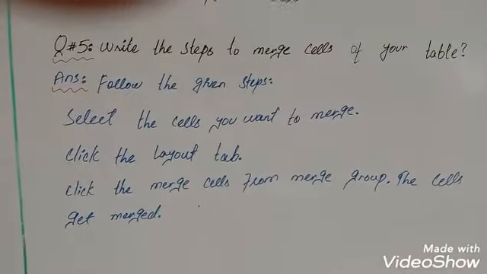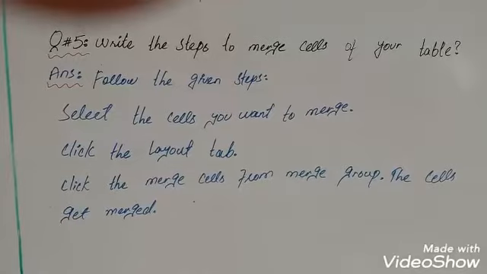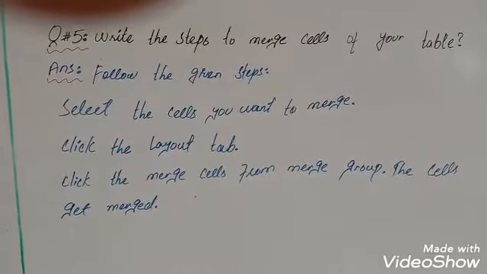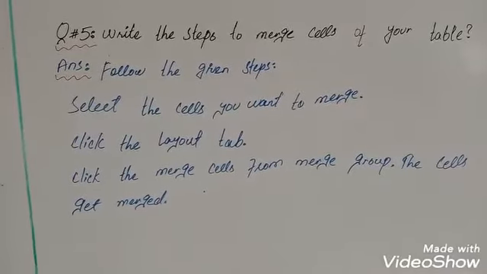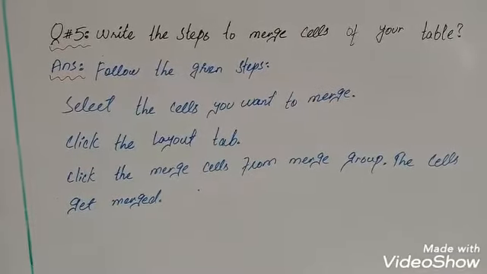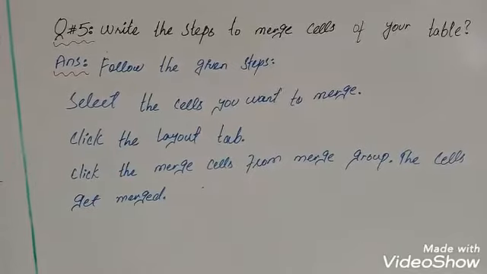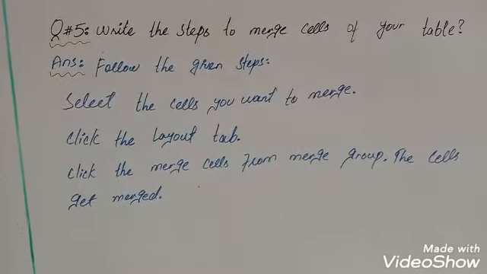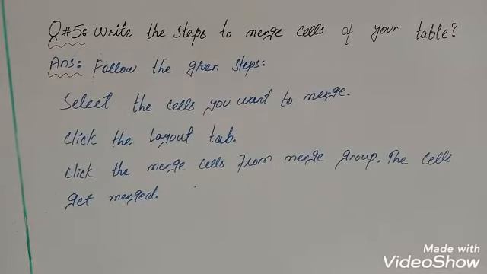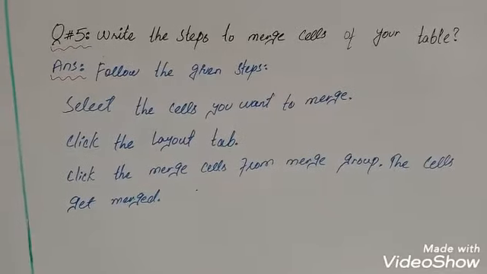Question number 5. Write the steps to merge cells of your table. Answer. Follow the given steps. Select the cell you want to merge. Next step is click the layout tab, and third step is click the merge cell from merge group. The cells get merged.